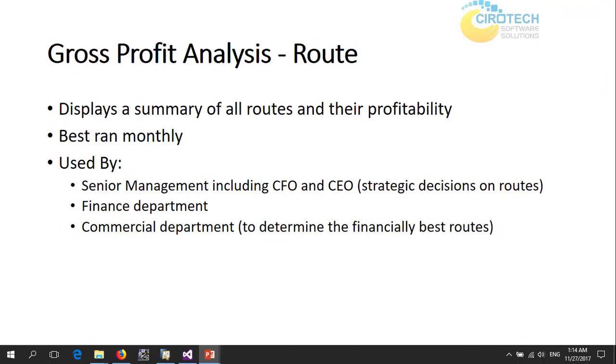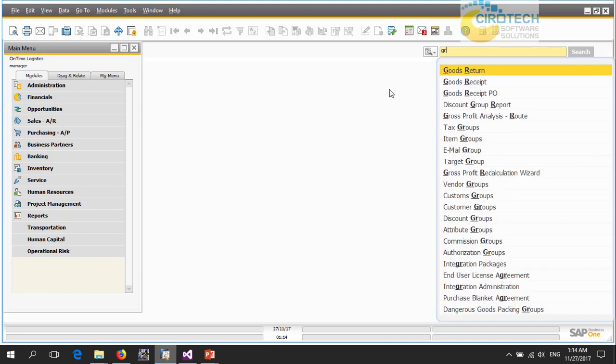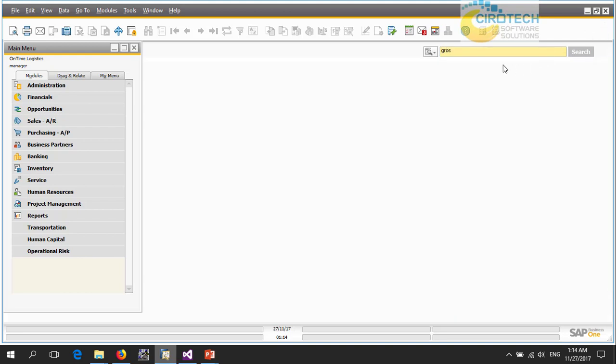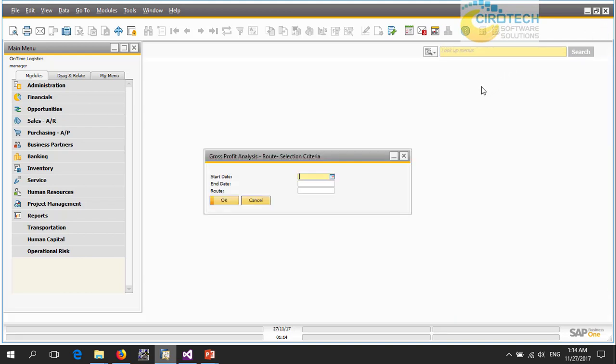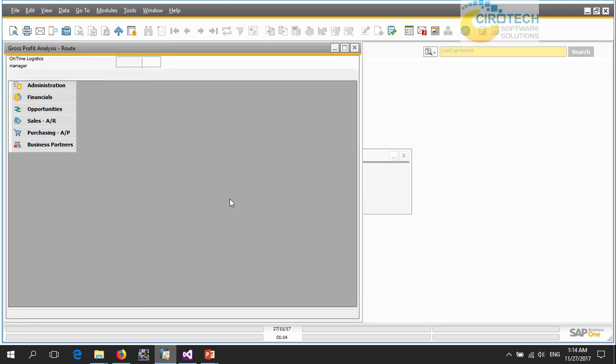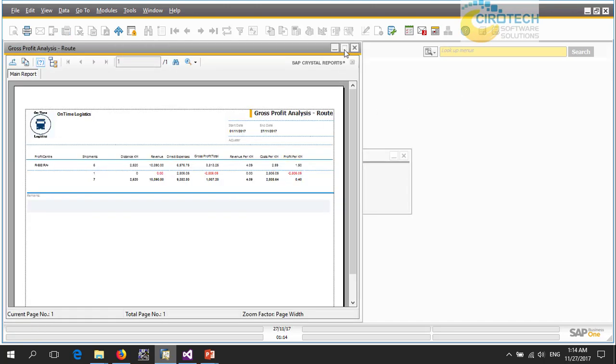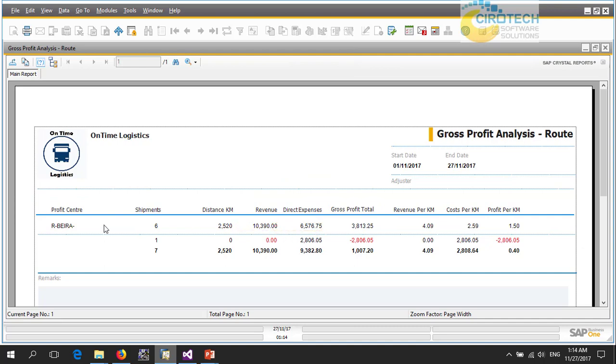Gross profit analysis by route is similar to gross profit analysis by vehicle. And in this case, our report is showing us one route.